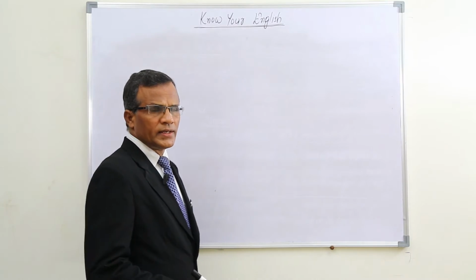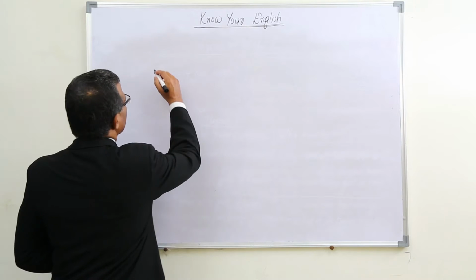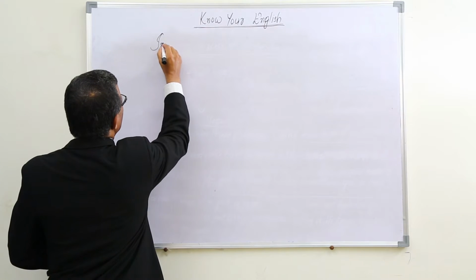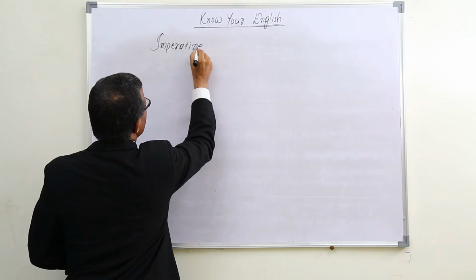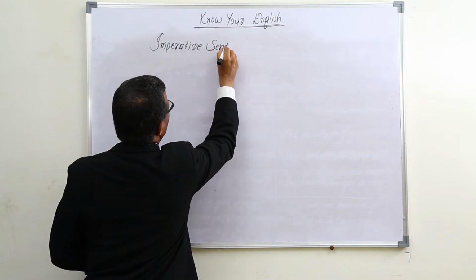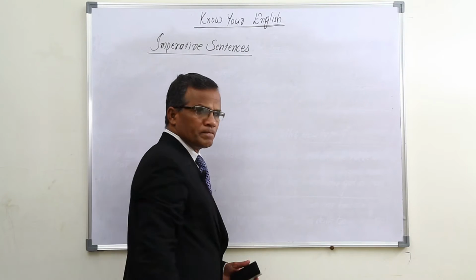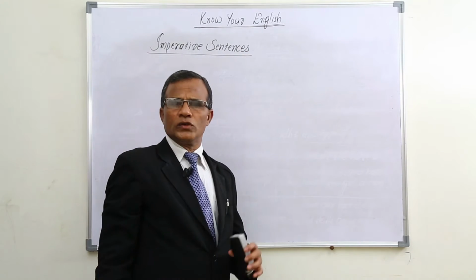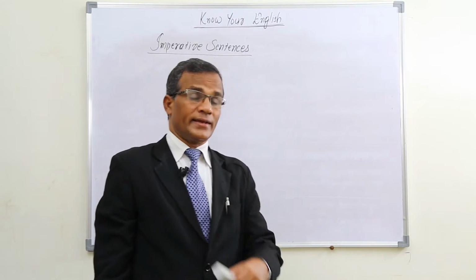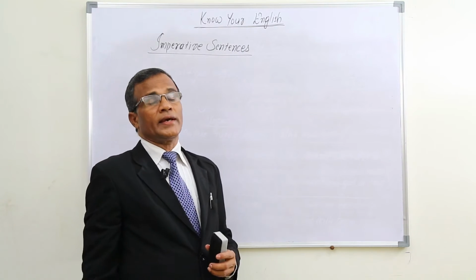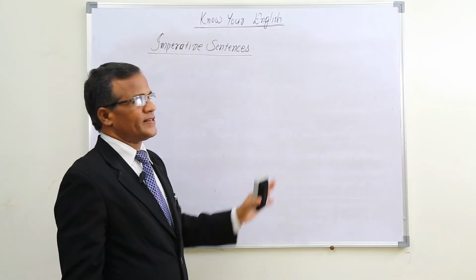We are going to learn another structure. The structure is imperative sentences. These sentences are used when a person is in front of us. That means when addressing the person directly, we use these sentences.